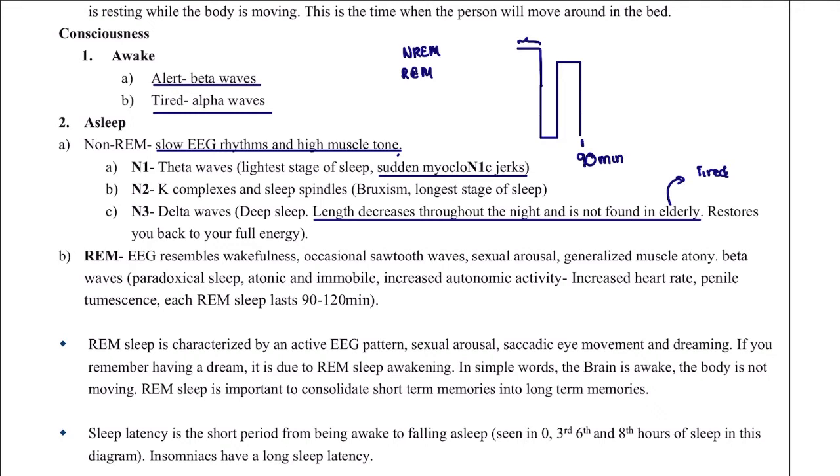And it is also important to know, during this time, your brain is awake, but your body is paralyzed, except for one organ. Okay, let me come to this. This is when you have increased heart rate and penile tumescence. So there's going to be penile erection. But in general, there is a loss of muscle tone. There's sexual arousal. And on EEG, you can get sawtooth waves.